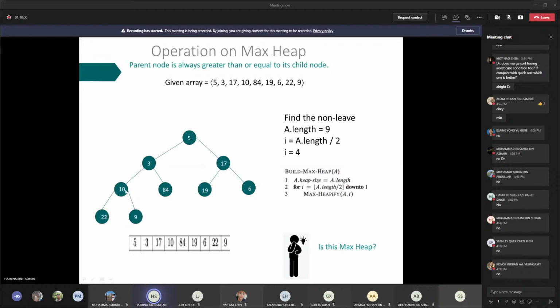A length is how many? 1, 2, 3, 4, 5, 6, 7, 8, 9, right? A length divided by 2 will be 4.5. So we take 4. So now I equals 4. Index 4: 1, 2, 3, 4. So we'll be looking at this 3.